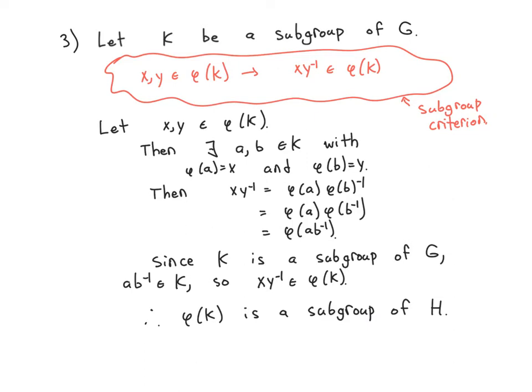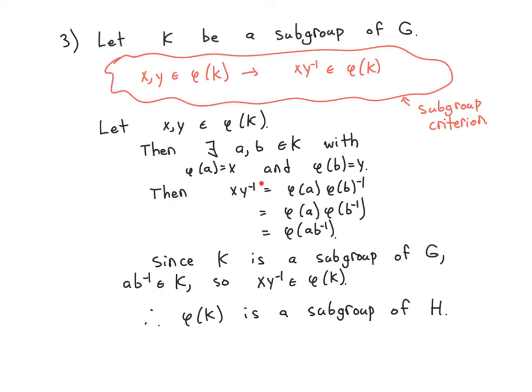What does that mean? That means there exist two elements, a and b, in the set K, such that phi of a equals x and phi of b equals y. These are homomorphisms, so there could be more than one possible value for a and more than one possible value for b. We know there exists at least one, because x and y are in the image.